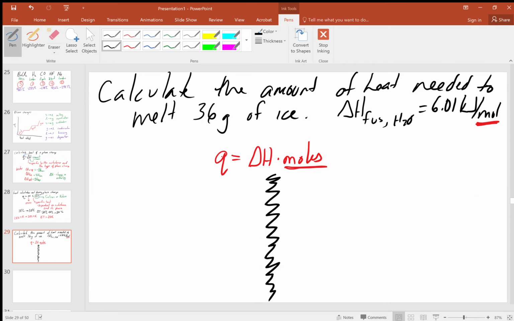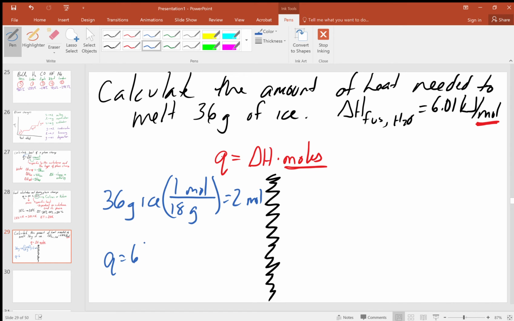So here's the first way. We're going to take our 36 grams of ice and convert that to moles. Molar mass of water is 18 grams, and so we have 2 moles. So Q is equal to 6.01 kilojoules per mole times 2 moles gives us 12.02 kilojoules per mole. I'm sorry, 12.02 kilojoules.